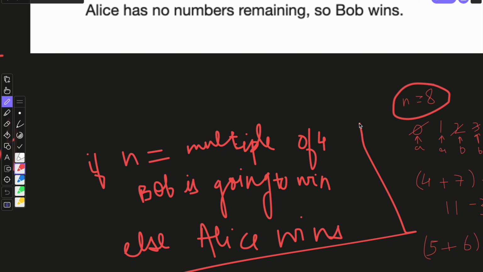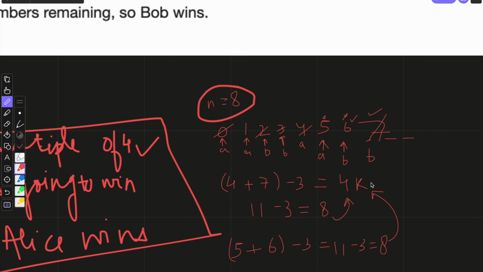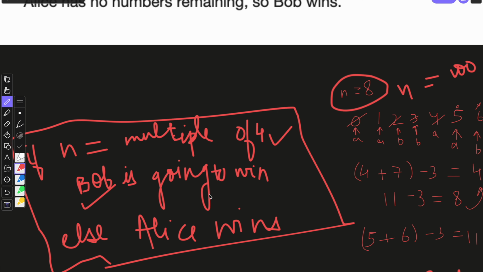Okay, so in this question we only have to check if N is a multiple of 4 or not, and if it is a multiple of 4, then Bob is going to win, because as we can see in this test case also, Bob wins, and when N was 100, which is 4 times 25, then also Bob won. Right, so Bob is going to win when N is a multiple of 4, else Alice is going to win.